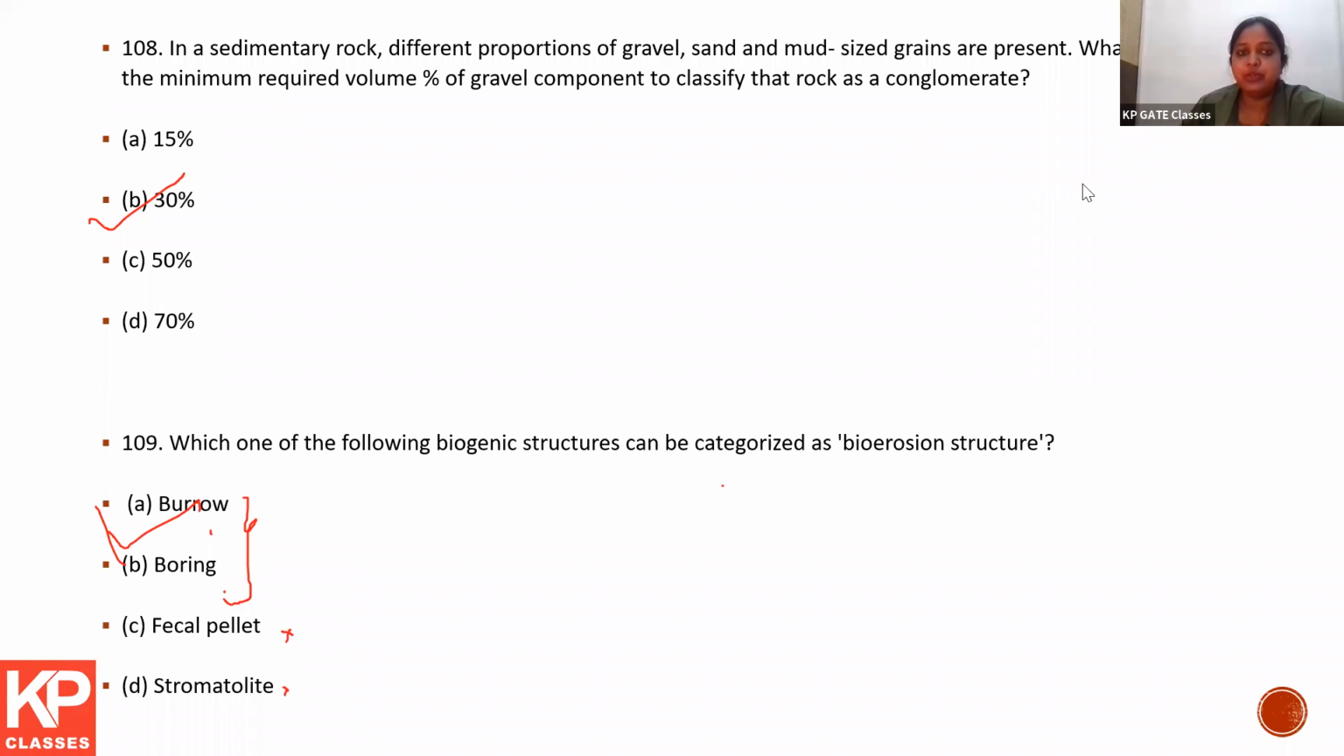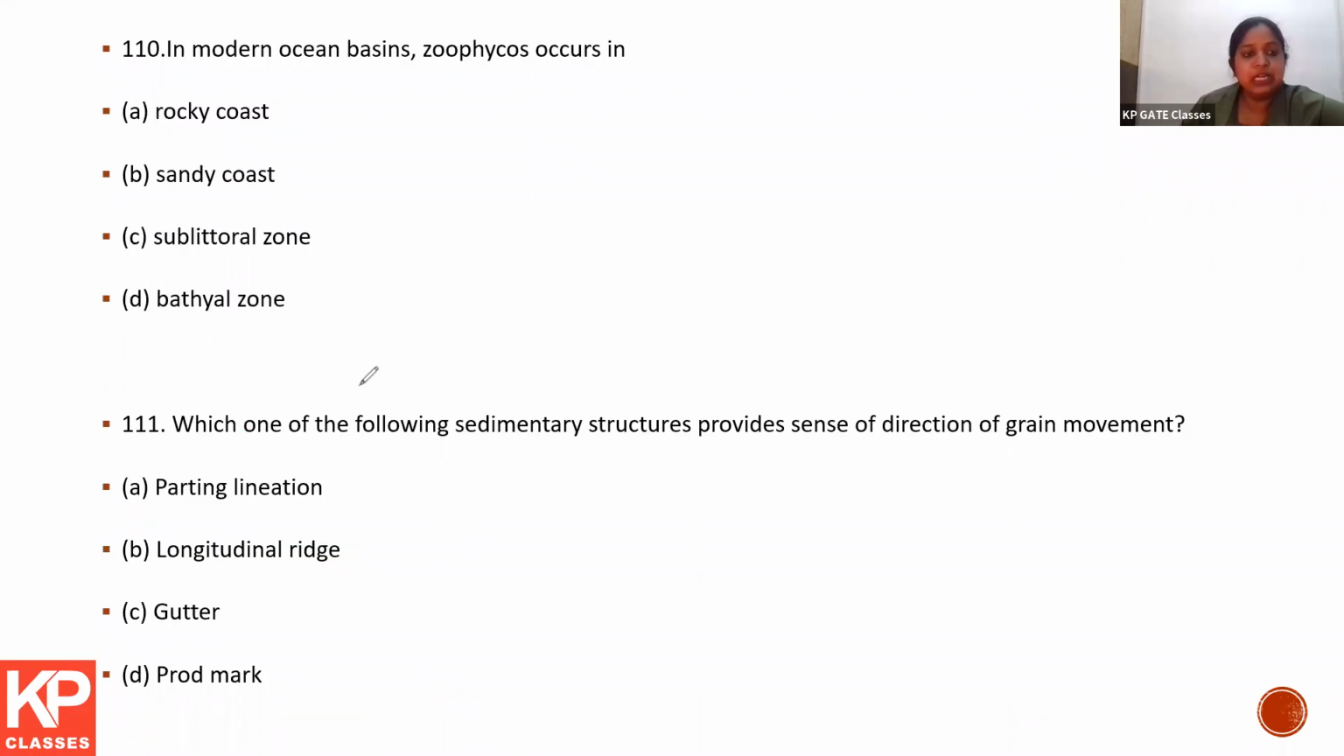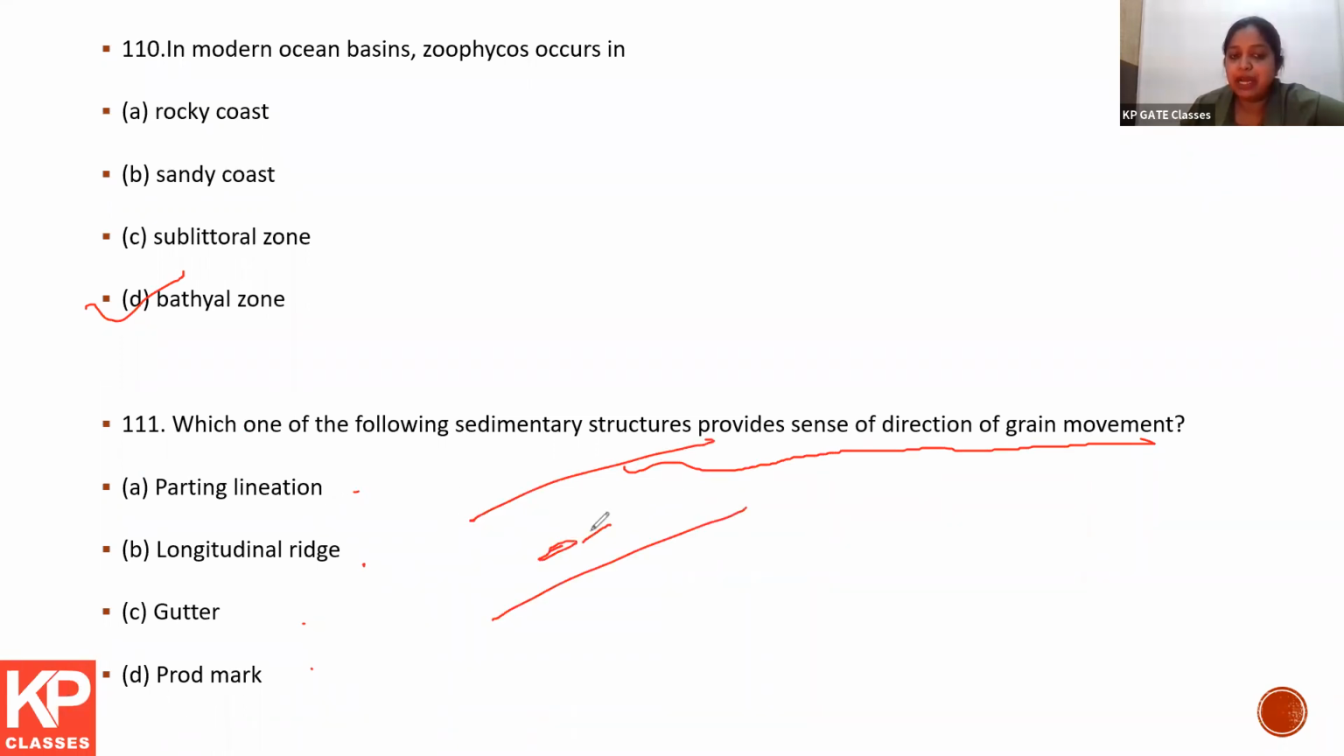Next question, in the modern ocean basins, Zoophycos occurs in the bathyal zone. Which one of the following sedimentary structures provides sense of direction of grain movement? Okay, so here, gutter cast and longitudinal ridge, parting lineation and prod mark. So they have asked which provides sense of direction of grain movement. In parting lineation, the grains will be aligned in the direction of movement. So we'll get the sand grains aligned in the direction of movement. There we will also get the sense of movement.